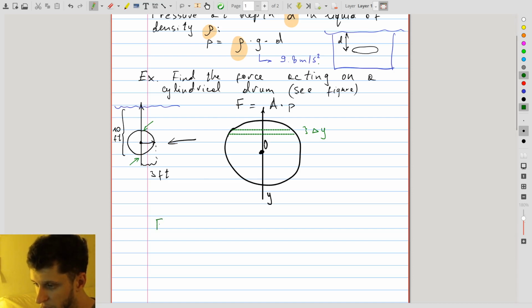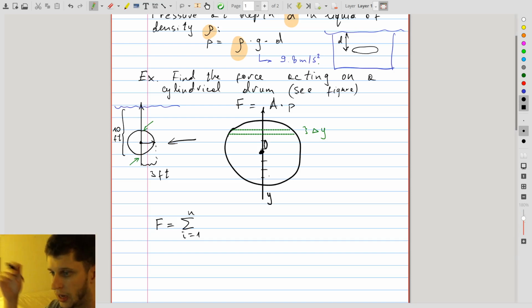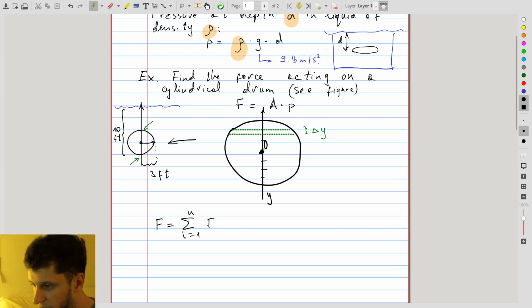Well, in general, I want to think of something that behaves as a Riemann sum. So I want to think of force as the sum of forces that come from slicing this drum into a large number of horizontal strips. In general, I will be slicing the y-axis into n subintervals, and on each subinterval, I'm thinking of depth as being constant. I compute the force that acts on the ith strip using the formula over here.